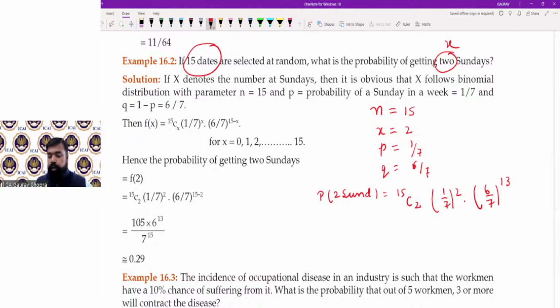Okay. So any doubt till here, let me know. So are you finding it easy or difficult? This chapter seems to be easy or difficult.